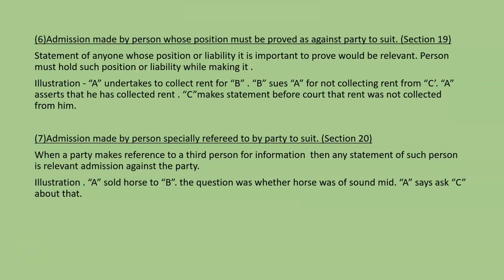Now let's look into an illustration. A undertakes to collect rent for B. B sues A for not collecting rent from C. A asserts that he has collected rent from C. Now C makes a statement before the court that rent was not collected from him. Now C has made an admission that would amount to B's admission against A, because here the position of C was important to be decided.